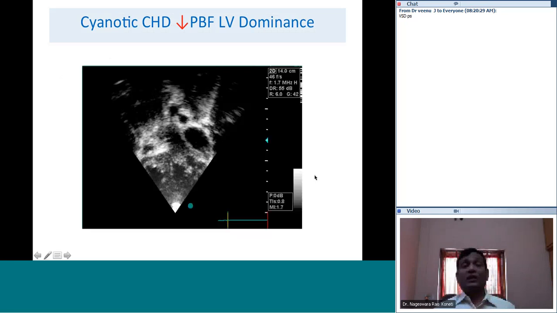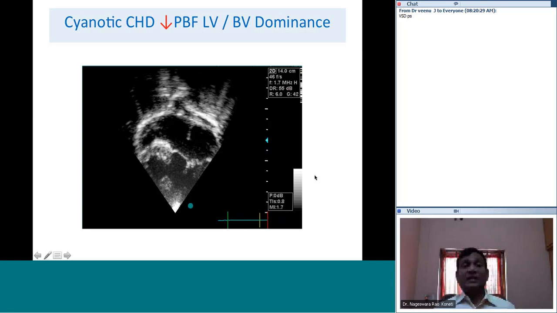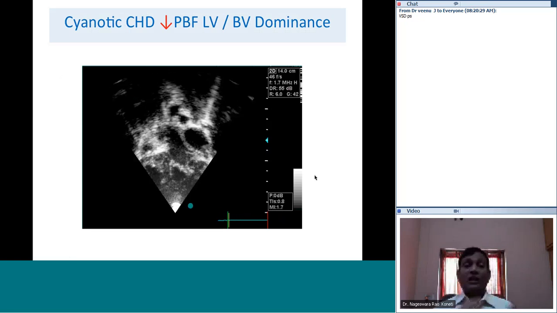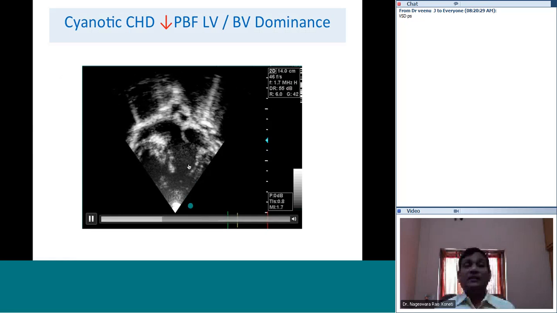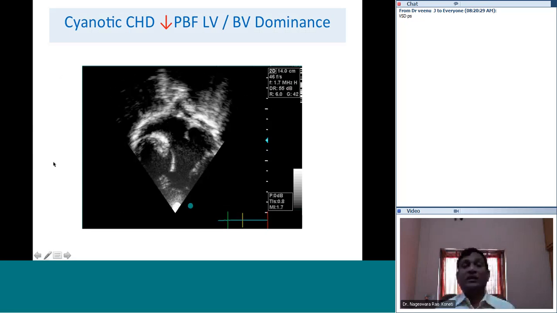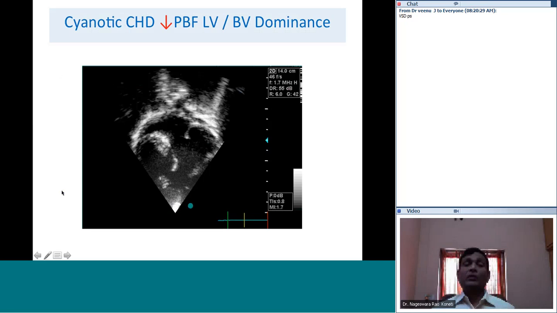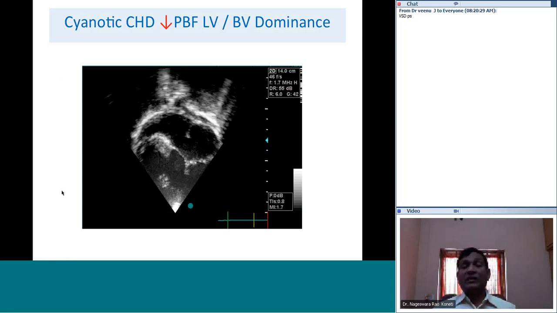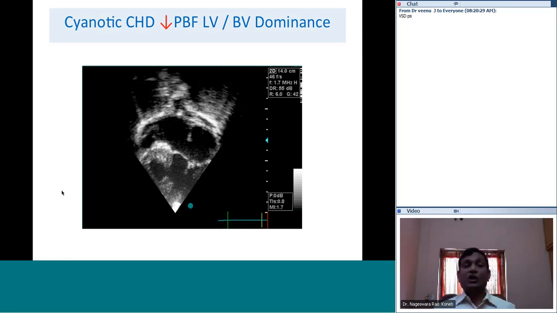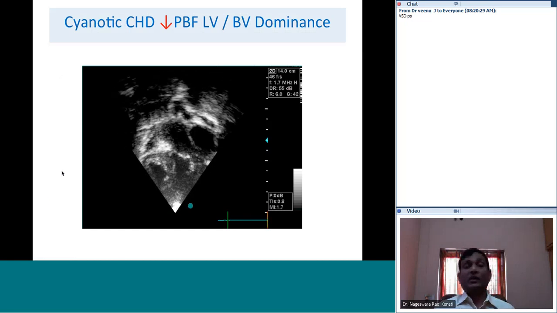So in conditions like AVSD with ventricular dysfunction or AV valve regurgitation, this is a complex AVSD with DORV and a common AV valve here. You may think that both ventricular dilatation and both ventricular dominance are there. So you should keep in mind that whenever there is AV valve regurgitation or ventricular dysfunction, it is usually a biventricular dysfunction, and you may get a biventricular dominance on palpation.